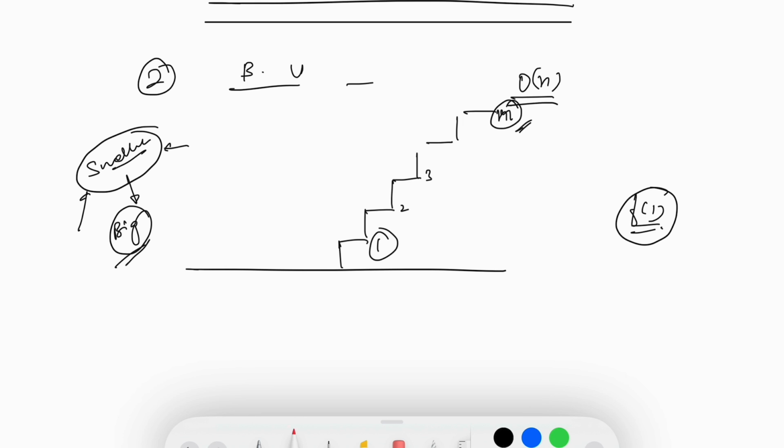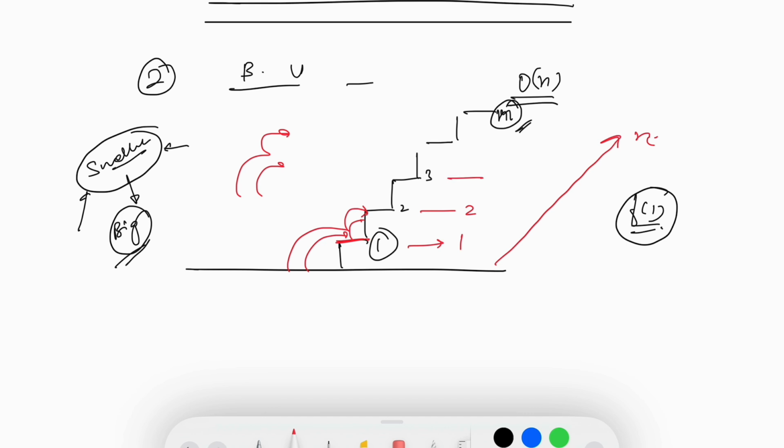We are allowed to take one step and two steps. So to reach 1 we can only take one step. So the answer of 1 is going to be 1. So answer of 2 is going from 1 and going from 0, which is 2. So we'll keep on going till n and keep on solving the smaller problems.